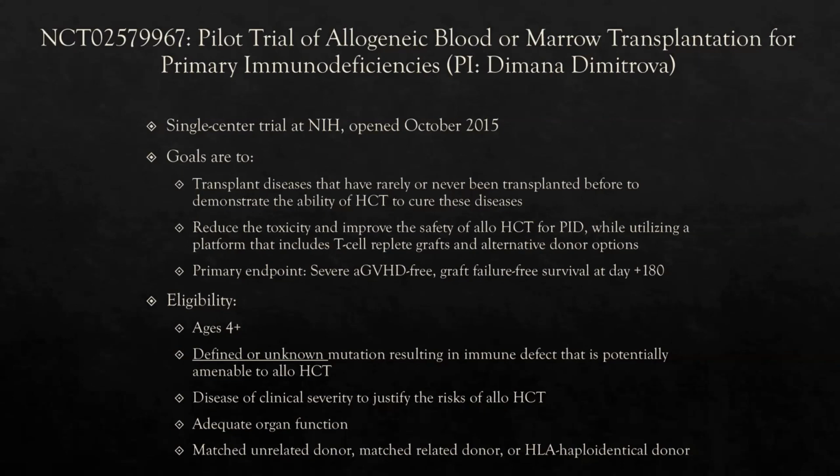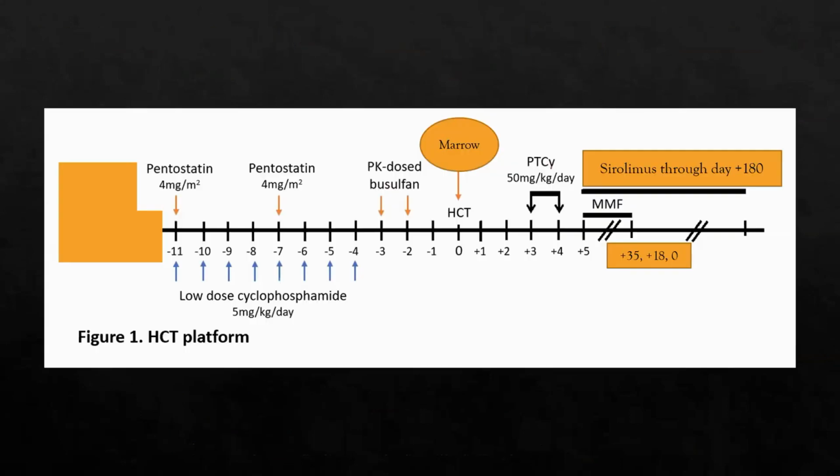It was open to patients age 4 years and up. That's the youngest we can transplant at the NIH, with either defined or unknown immune defects that are potentially curable through transplant, of a severity sufficient to justify the risks and the adequate organ function. And we allowed for matched unrelated, matched related, and HLA haploidentical donors.